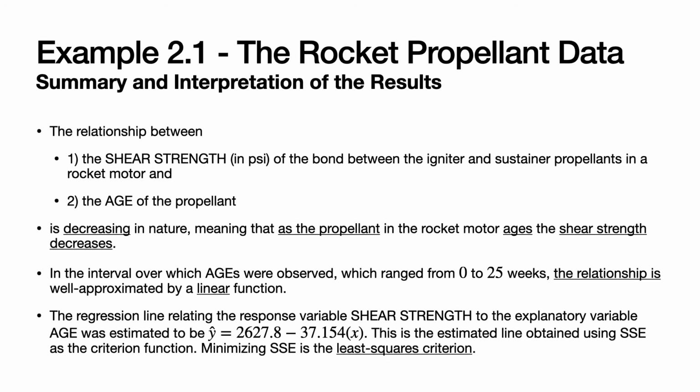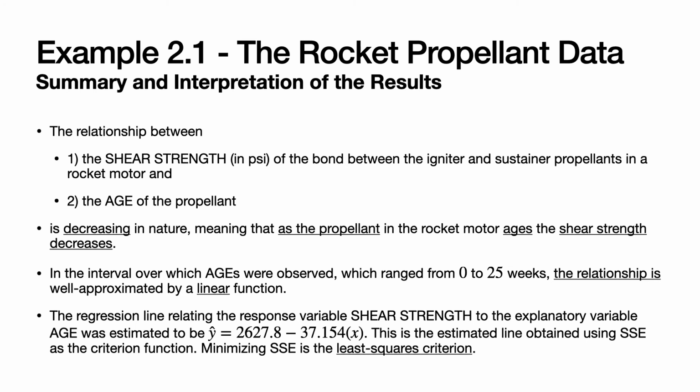So let's summarize the results and interpret them. We've determined that the relationship between the shear strength of the bond between the igniter and sustainer propellants in a rocket motor and the age of the propellant is decreasing in nature, meaning that as the propellant in the rocket motor ages, the shear strength decreases. In the interval over which ages were observed, which ranged from 0 to 25 weeks, the relationship is well approximated by a linear function.